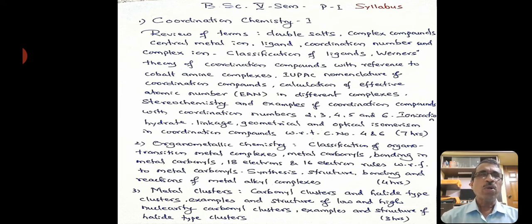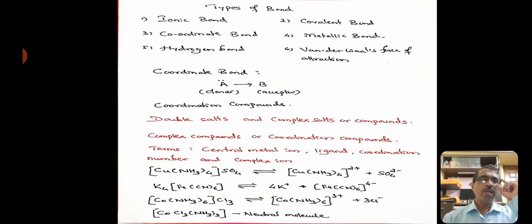Now coming to coordination chemistry 1. In this, you have already studied this topic in second year PUC. To start with, how has this coordination chemistry started? It has started in two ways. One is based upon the bond and another way is the discoveries. Now coming to the types of bond, which you have already studied in the earlier semesters.